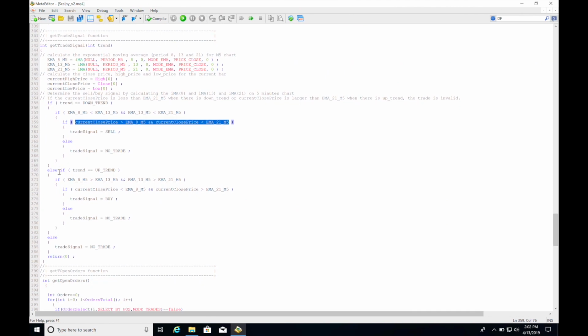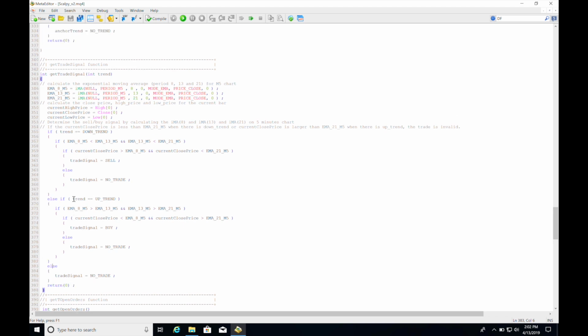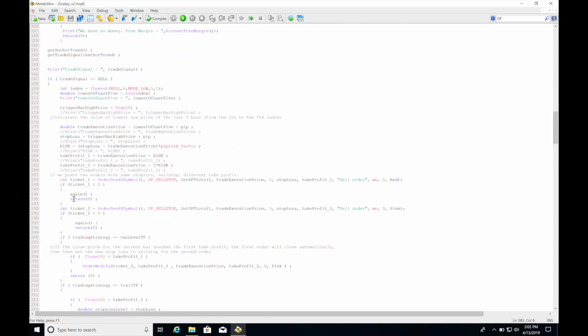If we set our trend signal to be in an uptrend and we notice that the trend for the M5 is still going up and this has reached the indicator, then we're going to set our trade signal to be buy. Otherwise, we're going to set our trade signal equals to no trade. Otherwise, we're going to set our trade signal equals to no trade as well. And then we'll return.